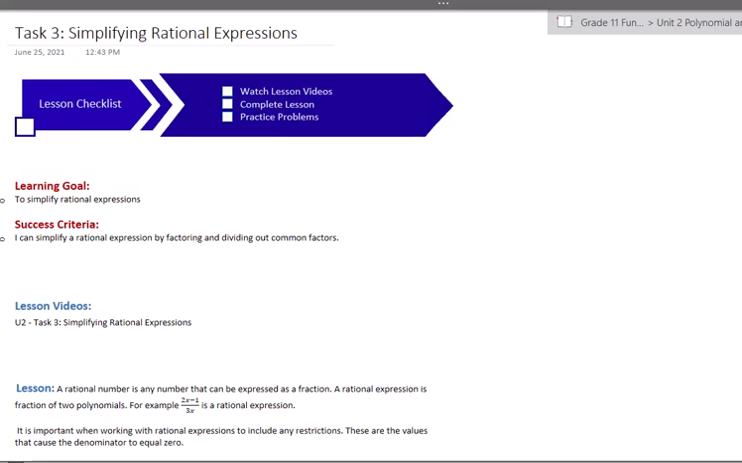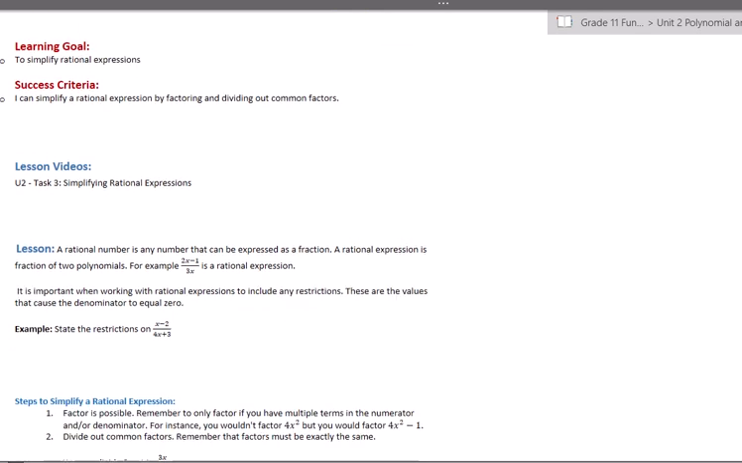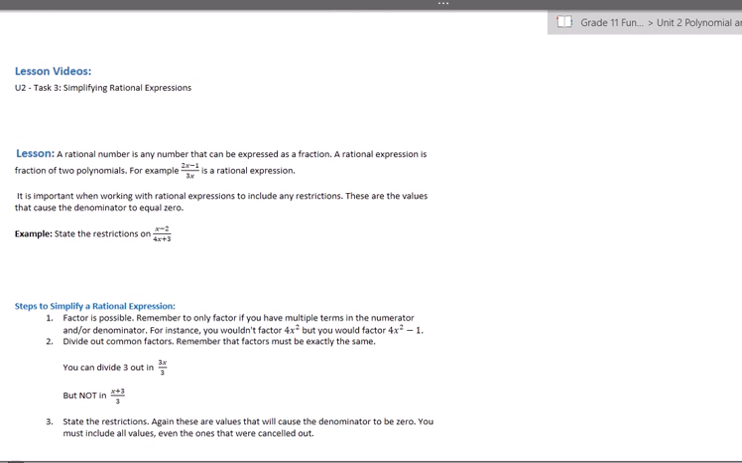This lesson will go over simplifying rational expressions. The learning goal is to simplify rational expressions, and the success criteria is you can simplify a rational expression by factoring and dividing out common factors. So a rational number is any number that can be expressed as a fraction. A rational expression is a fraction of two polynomials.